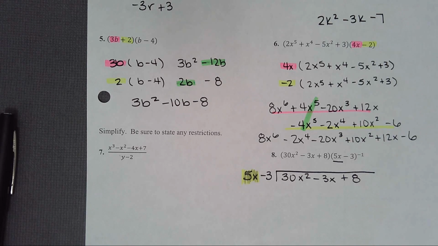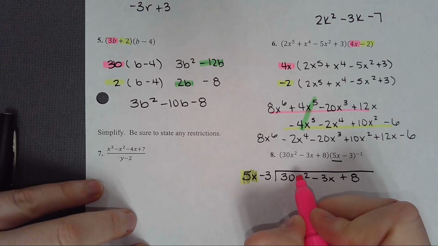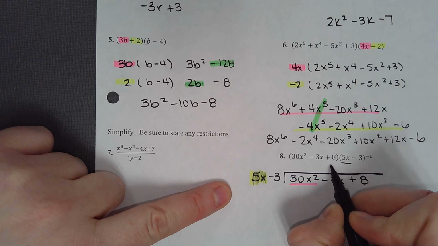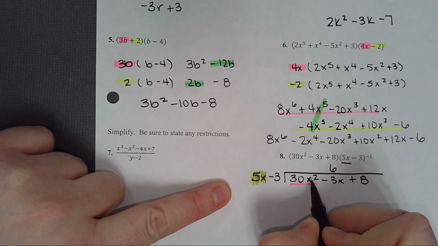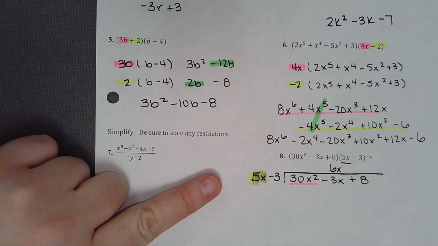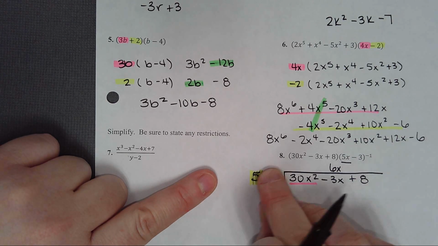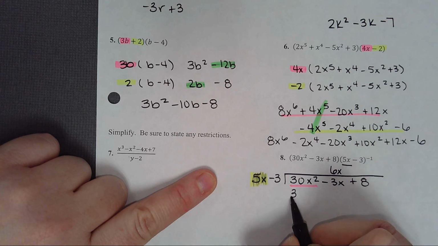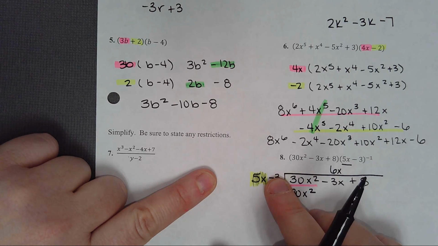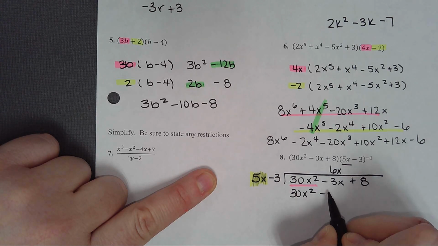So what I'm going to do is say what times the yellow gets me 30x squared. So 5 times 6 would get me 30, and x times x would get me x squared. So I need 6x. And then I'm going to take this number I just wrote down here times 5x, so 30x squared. And then I'm going to take this 6x times negative 3, which is negative 18x.